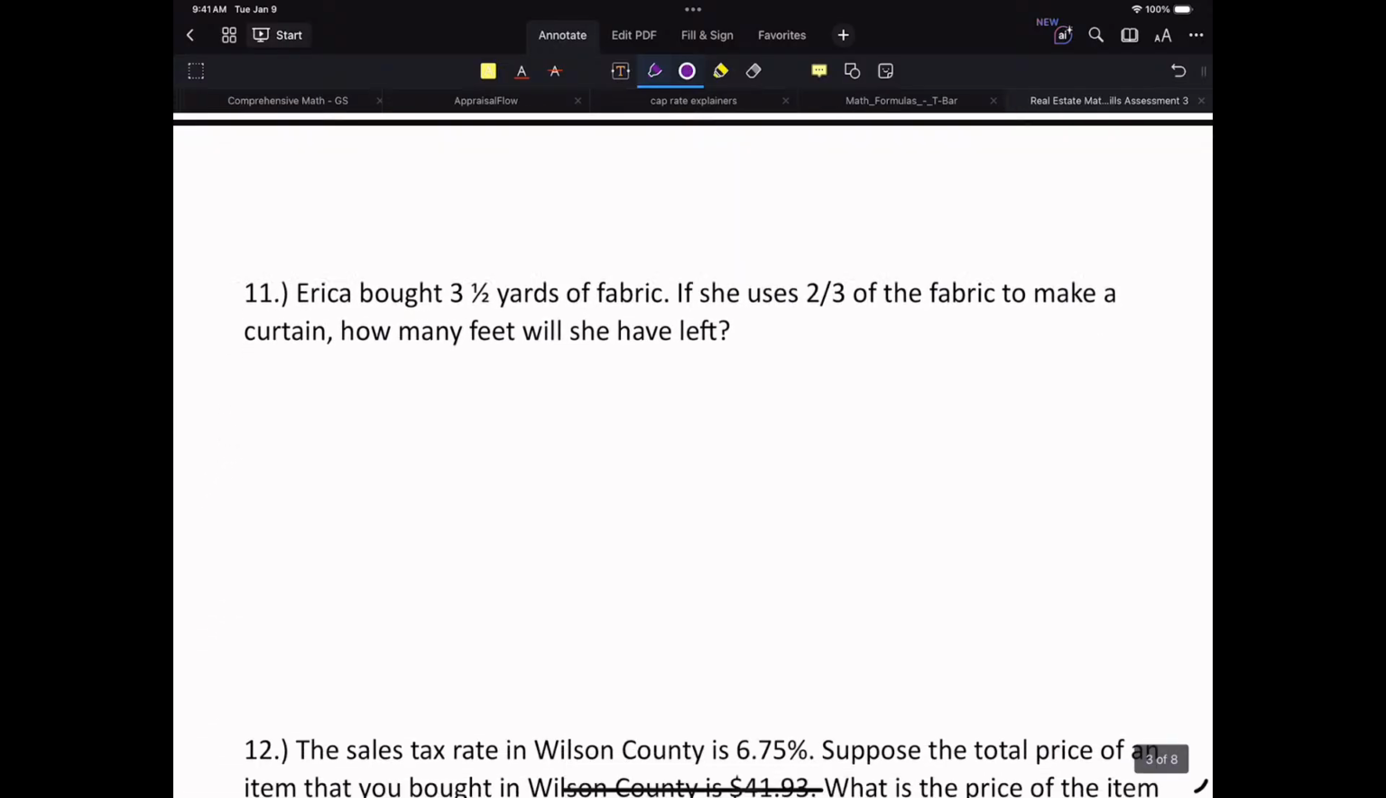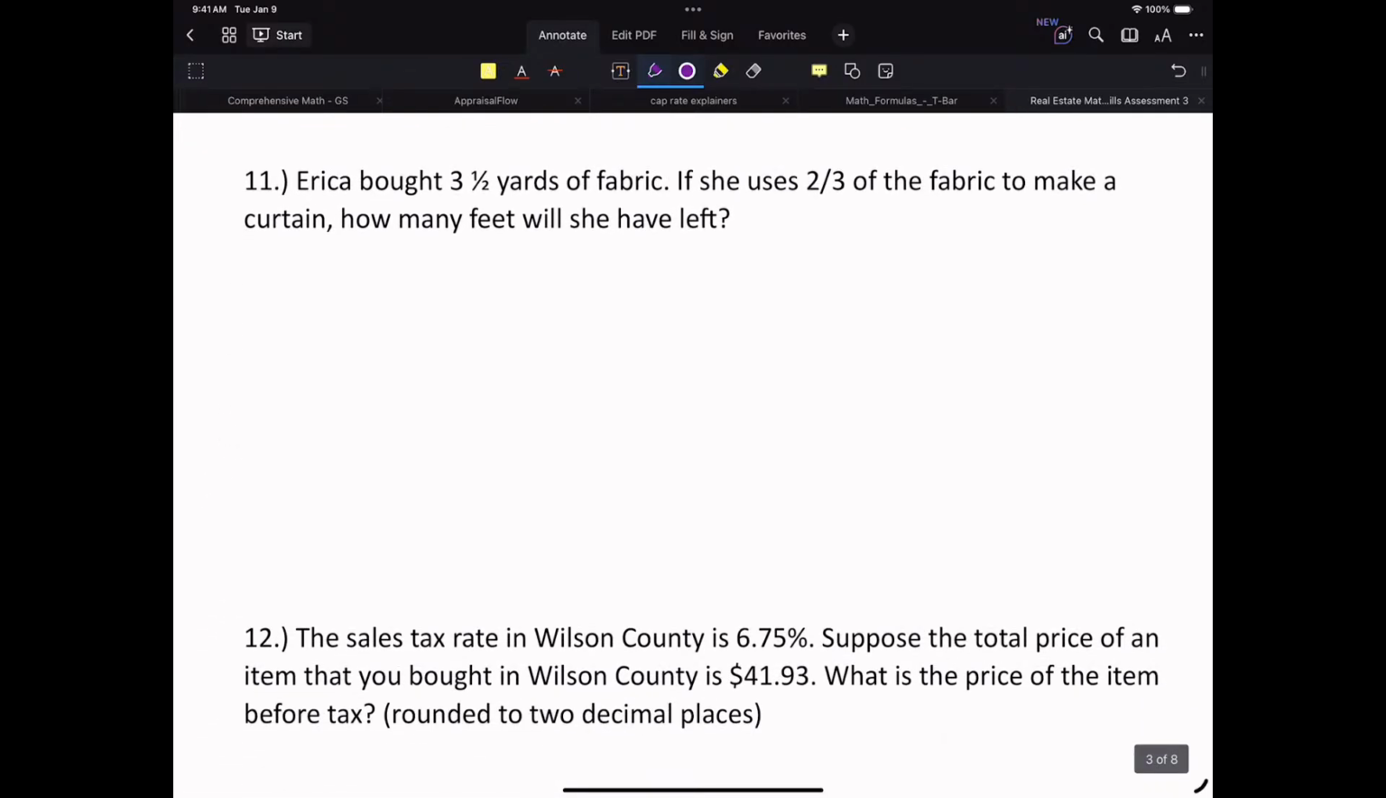All right, number 11. And I'm not even going to lie, y'all. When I see words like yards and then feet, I'm like, oh, I have to change one to another. It's not because I can't. It's just because the more numbers there are for me, the harder it is to make sure I get it absolutely right. So let's just read it. Erica bought 3.5 yards of fabric. If she uses 2/3 of the fabric to make a curtain, how many feet will she have left?